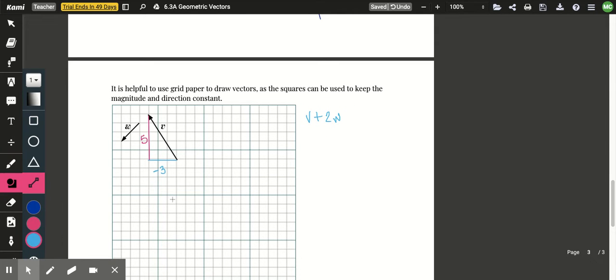So that means I have to start by reproducing the vector v. So I can reproduce it anywhere I want to. So I think I'll start right here. And to reproduce it, I have to go 3 to the left and 5 up. There we go. And then I'll put a head on that because direction matters. So this is my v.